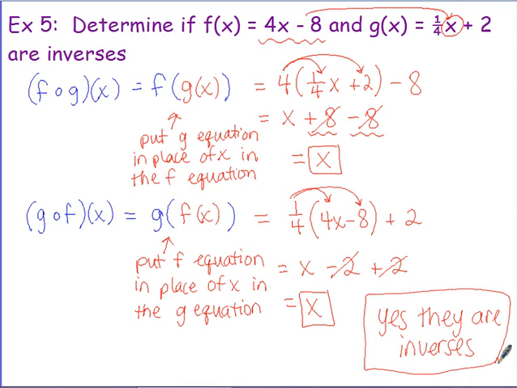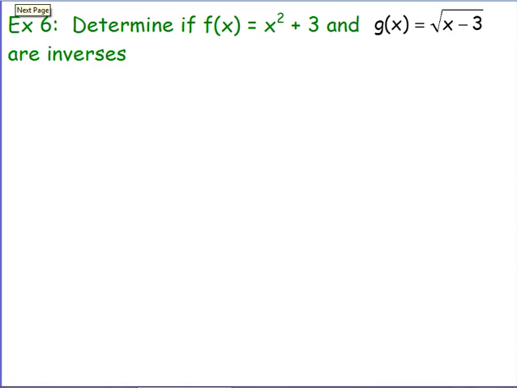So let's take a look at the last example. Again, we're going to do this one together because these are a little tougher. Determine if f of x equals x squared plus 3 and g of x equals the square root of x minus 3 are inverses. So let's start with f of g of x. So the blue part is f. The red part is g. So g is going inside of f. So g is going in place of x right there.